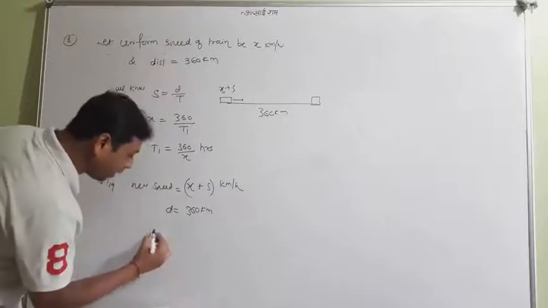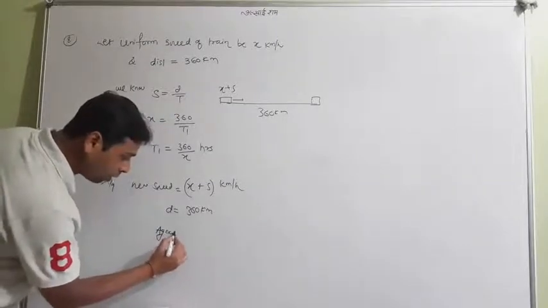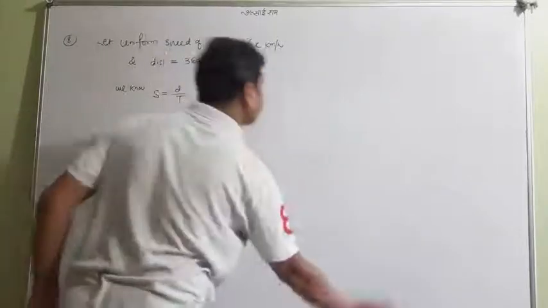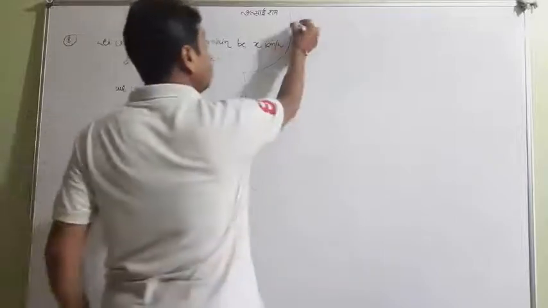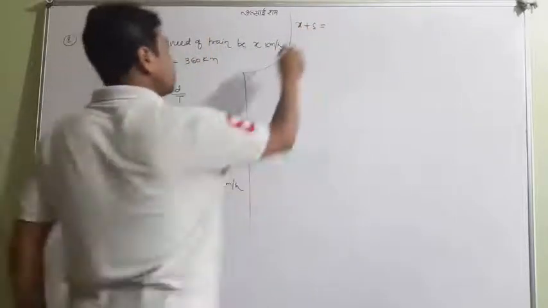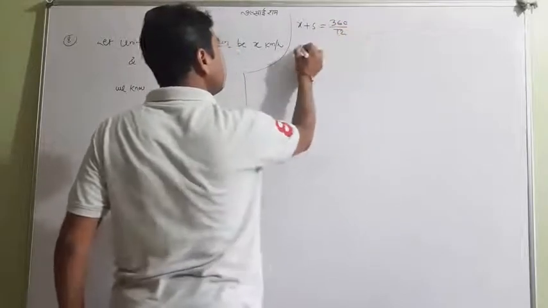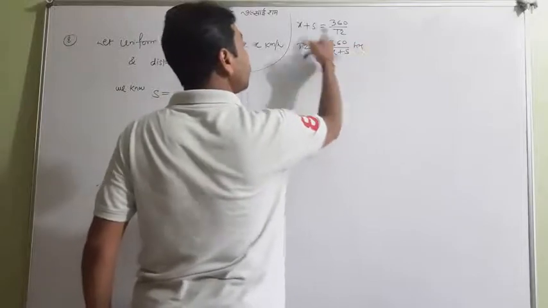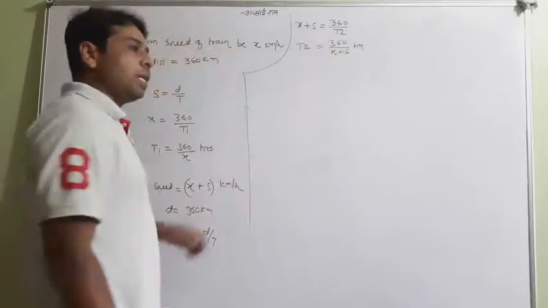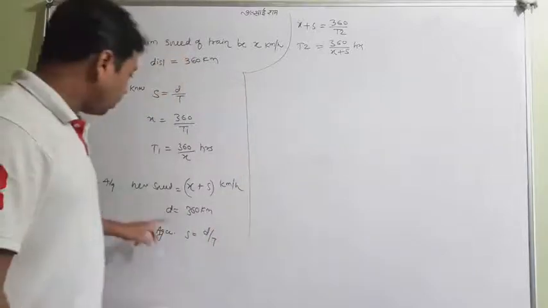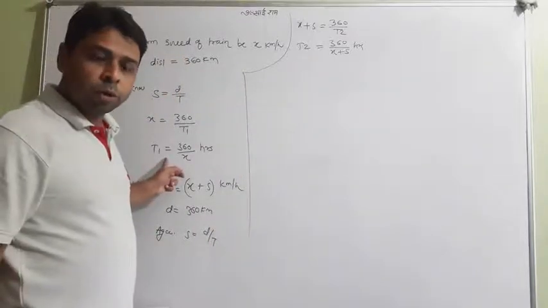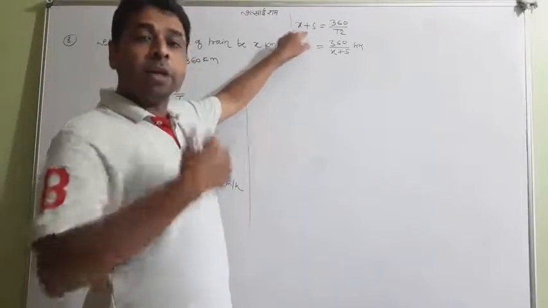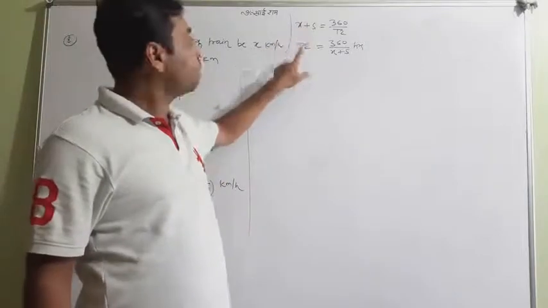Again I will find the new time using speed equals distance upon time. Speed is x plus 5, distance is 360 and time is t2. Transferring t2 and cross multiplying, t2 equals 360 upon x plus 5 hours. So I have got two kinds of time: first, the time when the train was going with its uniform speed, and second, the new time after the speed is increased by 5 kilometers per hour.